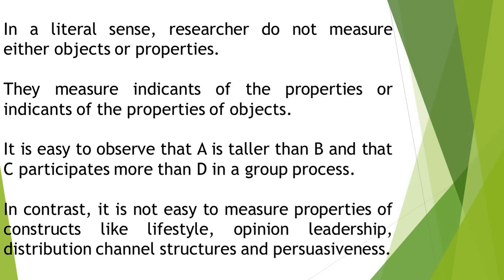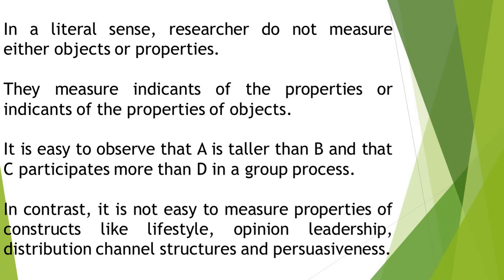In a literal sense, researchers do not measure either objects or properties. They measure indicants of the properties of objects, or the indicators. It is easy to observe that A is taller than B and that C participates more than D in a group process. So we are quantifying by means of level, by means of extent. We are assigning numbers out of those characteristics.